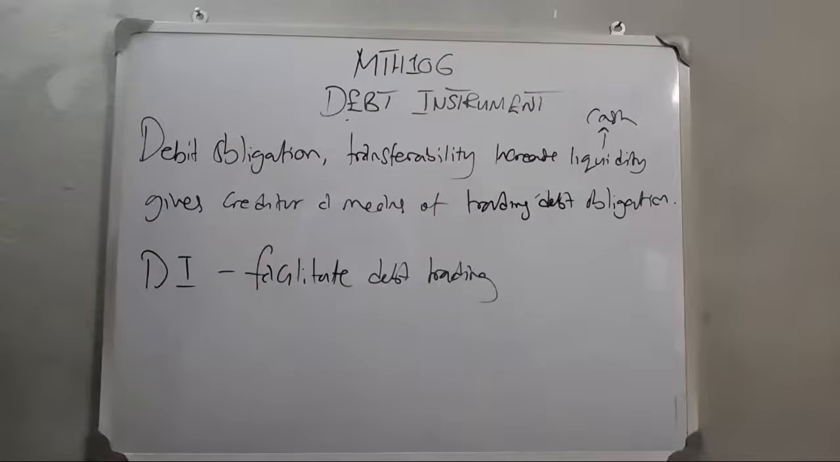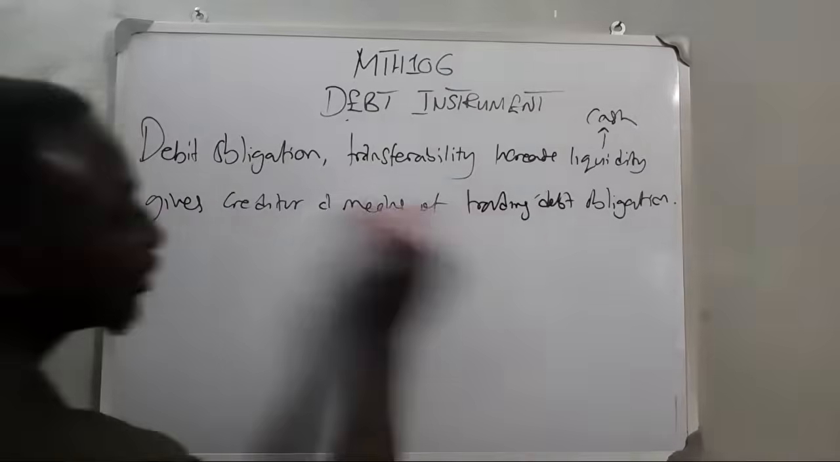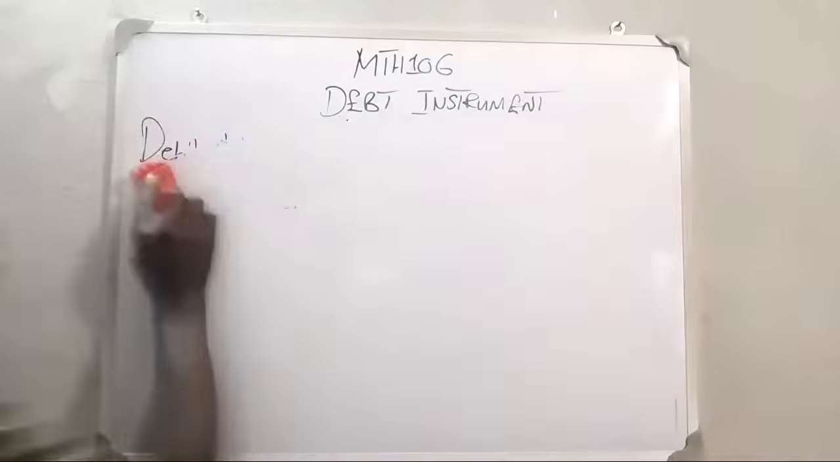Now let's talk about the characteristics and properties of bonds. Let's not forget what we refer to as bonds. It keeps coming up, we keep meeting it every now and then. We said bonds are issued by government and corporations. We said bonds are instruments.